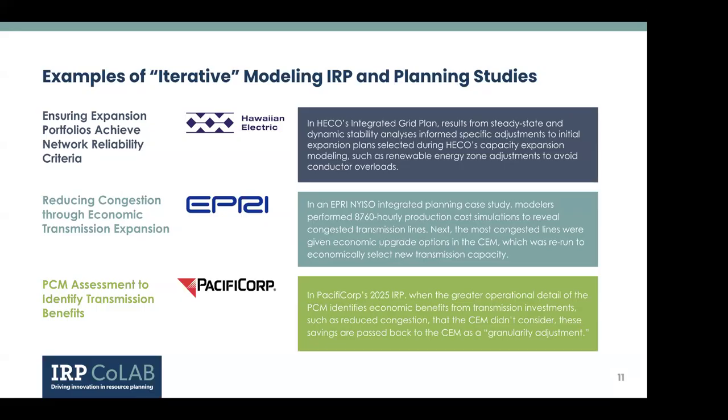EPRI also performed a NYISO case study in which they identified specific transmission lines that were congested in production cost modeling, and then were able to make adjustments in their capacity expansion model, rerunning that model to select economic upgrades to mitigate those congested lines. And then finally, PacifiCorp's 2025 IRP included, again, iteration between capacity expansion and more detailed production cost modeling to identify economic benefits that weren't captured within the lower resolution capacity expansion models, making these granularity adjustments to reflect these network benefits.